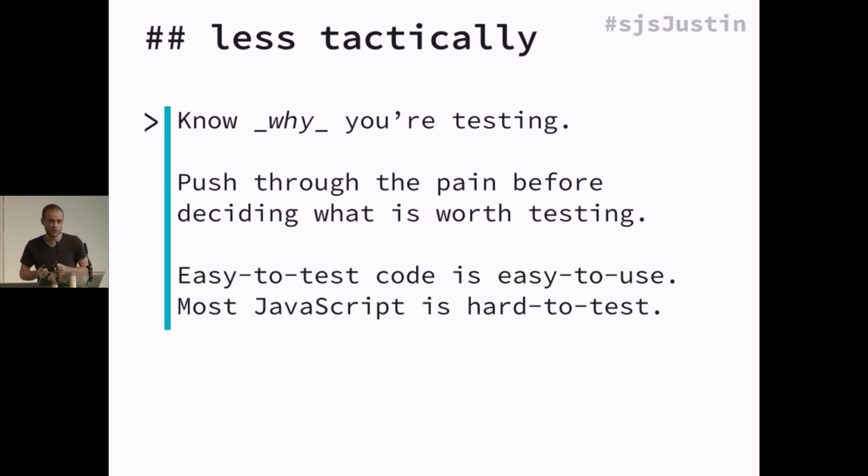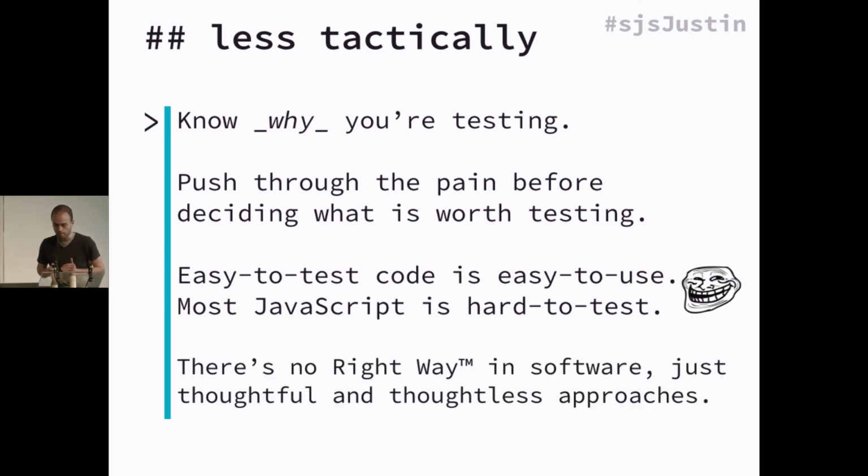Also, easy to test code when you're testing object APIs is easy to use code. And most JavaScript is hard to test, so you draw your own conclusions. Finally, there's no right way in software. Never listen to anyone who says that they've got the nut cracked on how to build software well. Software is just communication. We're all just doing our best to communicate with each other over these temporal gaps. What I look out for are thoughtful approaches and subtle approaches and embrace of nuance, versus thoughtless approaches of just a prescription to say, do this every time.